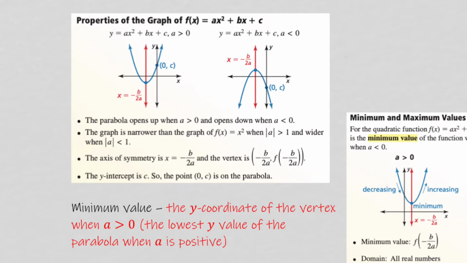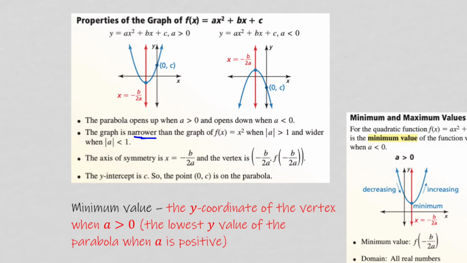The graph is narrower when the absolute value of A is greater than 1. So we just look at the number, we ignore the negative, remember? If that number is greater than 1, it's a stretch. If it's less than 1, it's a shrink, okay? So this says it gets narrower, but we like to think of it as it stretches up. Okay, it does get skinnier, but it's because you're stretching higher.